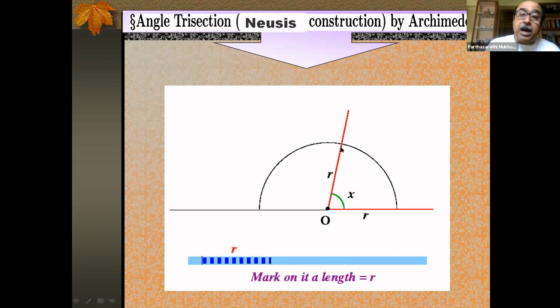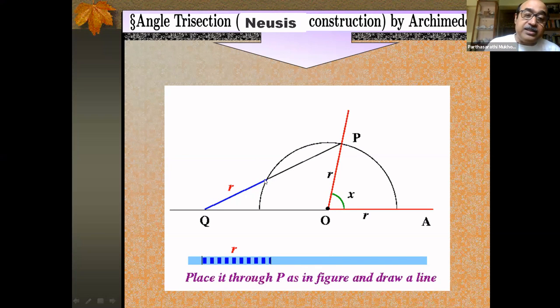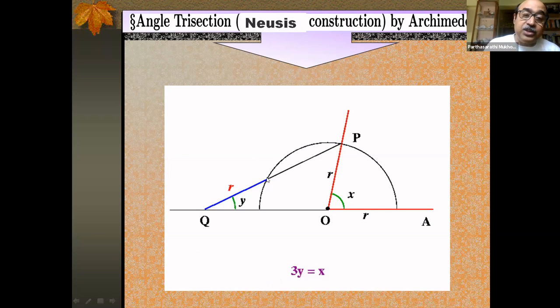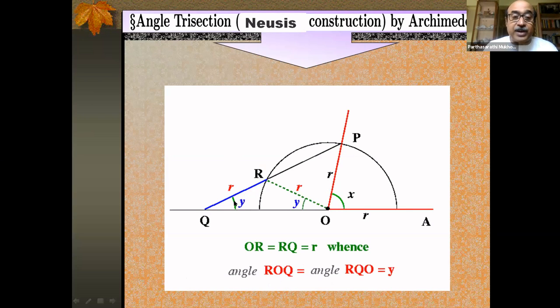Now make this ruler pass through the point P and slide it in such a way that this portion, as you can see, the blue portion, is actually of the same length as R. Then this angle here constructed is Y, and that Y is claimed to be one third of X. That is angle trisection. Why, the proof is here? It's a very simple proof.